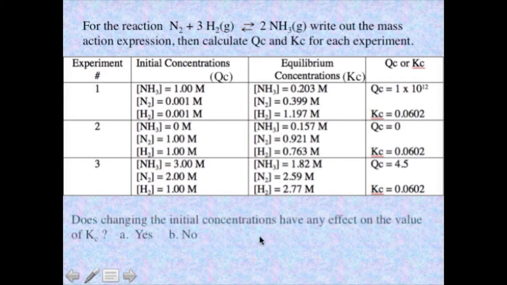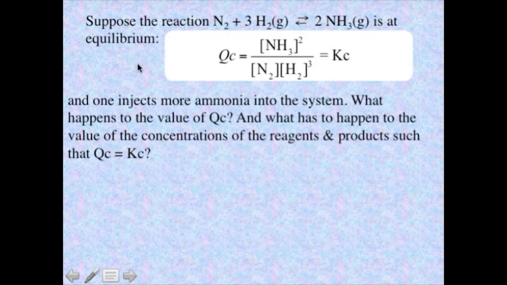So the question is, does changing the initial concentrations have any effect on the value of K? No. In each experiment, the initial concentrations are very different, but after equilibrium is established, K is the same in each experiment. So suppose the reaction of nitrogen plus hydrogen yields ammonia is at equilibrium. That means your ratio of product divided by reagents to the power of their coefficients, or Q, is equal to Kc at that temperature. Now, let's suppose someone injects more ammonia into the system, just squirts it in.